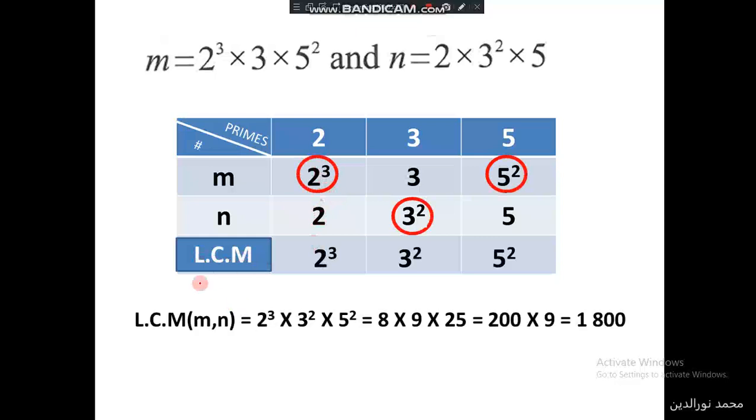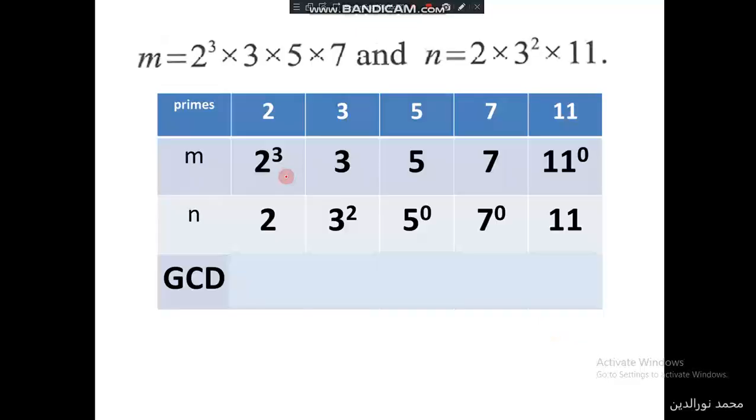And then we multiply them together. 2 to the power 3 times 3 to the power 2 times 5 to the power 2 equals 8 times 9 times 25. 8 times 25 is 200, times 9. 2 times 9 is 18, and 2 zeros, so it's 1800.